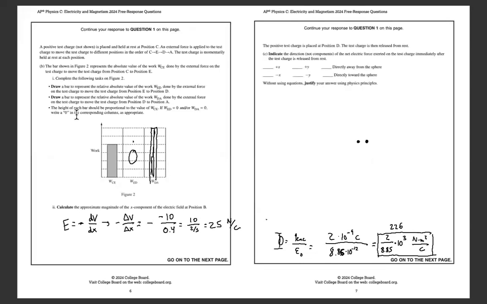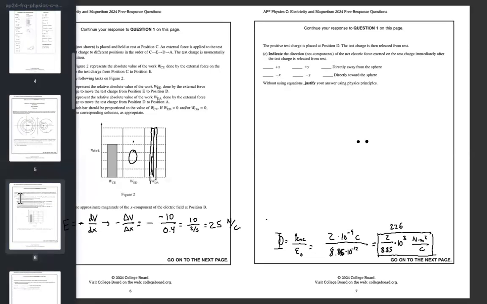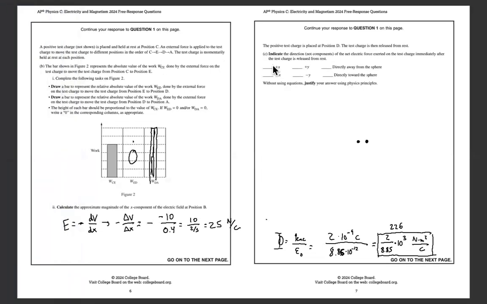So it is going to be directly towards the sphere because the sphere is negatively charged. This is actually super easy to describe as well. So it is going to be directly towards the sphere. I'm just going to use text for this because you can't use equations. This kind of smacks of a physics 1 style problem. But since the test charge is positive, it is attracted toward the negative charge, the sphere, which is negatively charged.